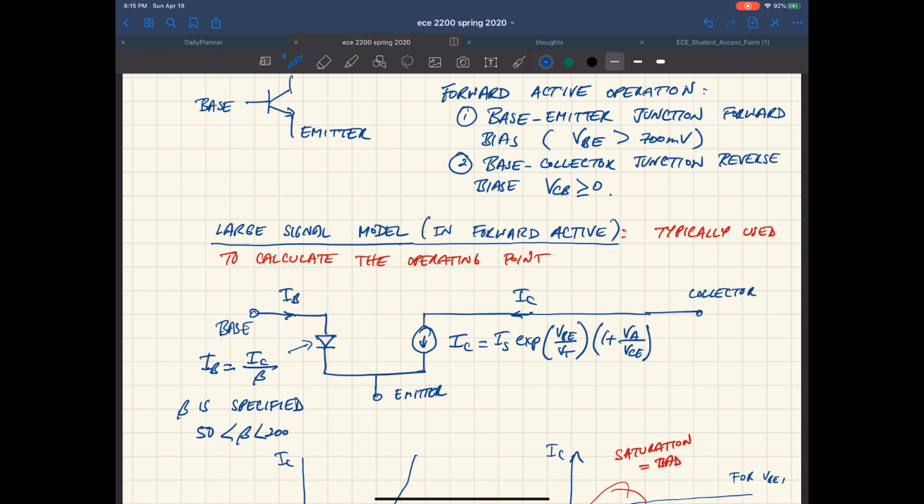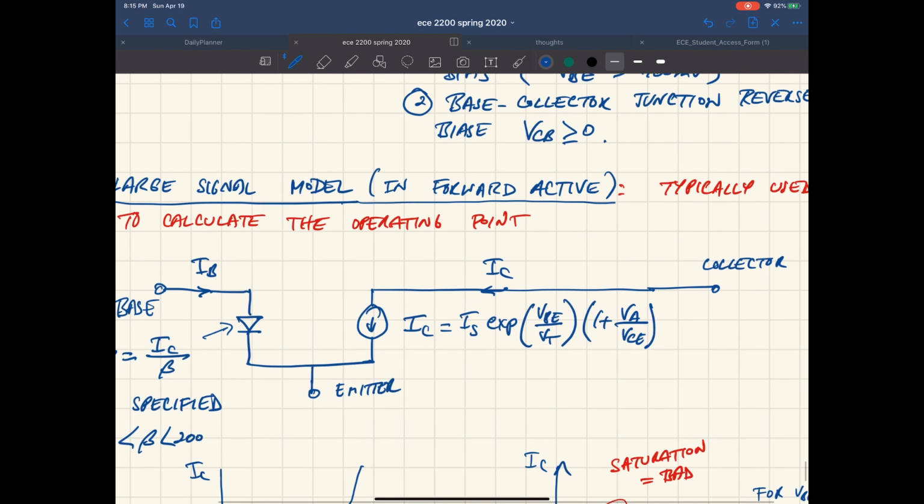The base emitter junction is forward biased, so we've got a diode there on the input. Then we have a current source on the collector, which creates a collector current. The equation for the collector current is I sub S, which is always given in the problems, times exponential of VBE over VT. VT is known: 26 millivolts at room temperature. You can basically assume that for everything in the test.